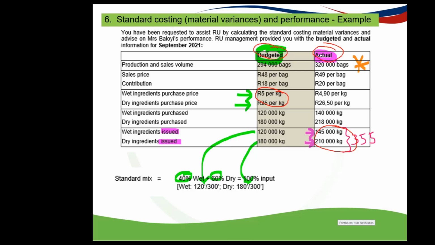Okay. So we're looking at our standard cost for the mix, material mix variance, and we're looking at our wet ingredients. And then we also want to know what is our standard mix. And our standard mix is then combined the 120 plus 180, that gives you 300. So then I know that wet is 40% and dry is 60% of my input. And that is my standard mix. Okay.